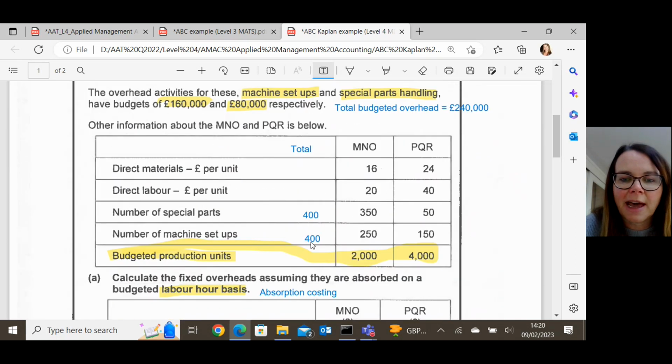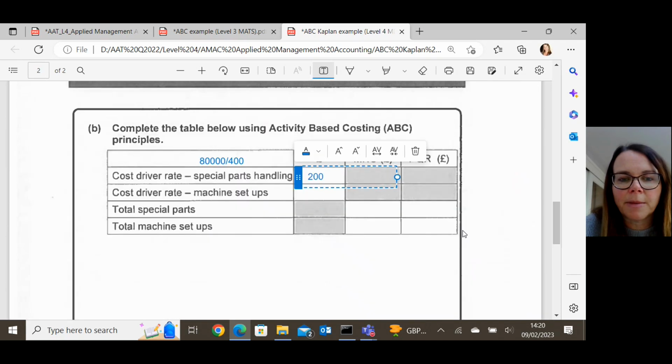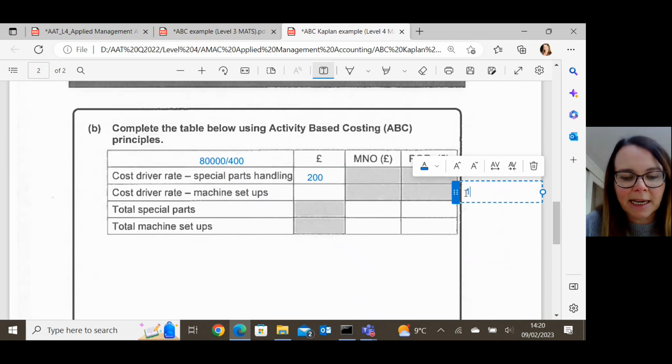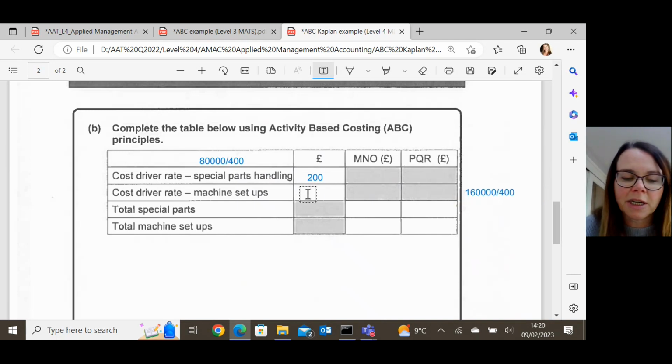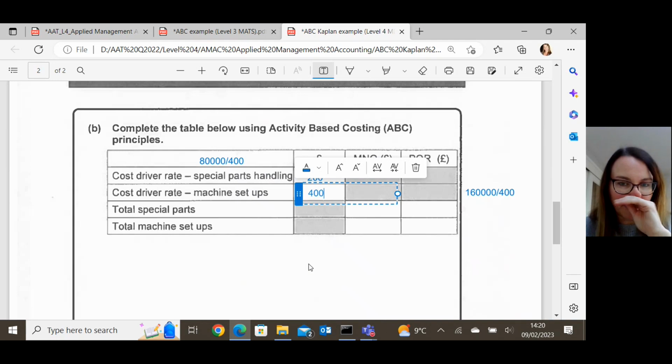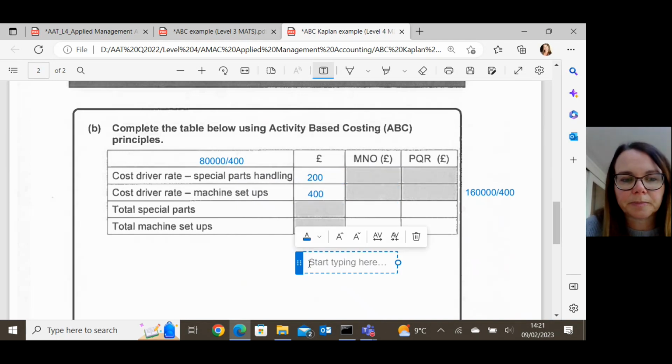And we know that that happened 400 times as well. So this time I'm going to do, I'll write it here, 160,000 divided by the 400 times it happens, which gives me £400 per machine setup.